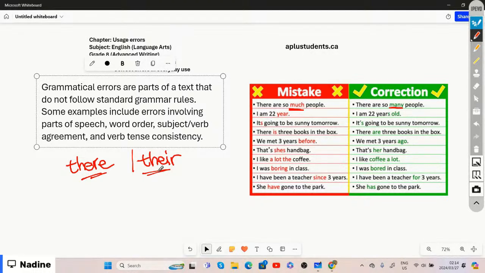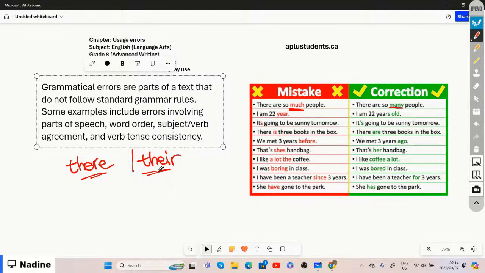Then we have another one which says, "I like a lot the coffee." That doesn't even sound right. But the correct way of writing it is "I like coffee a lot." So that is the correct way of writing it.